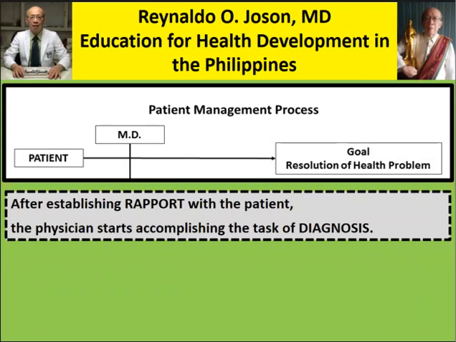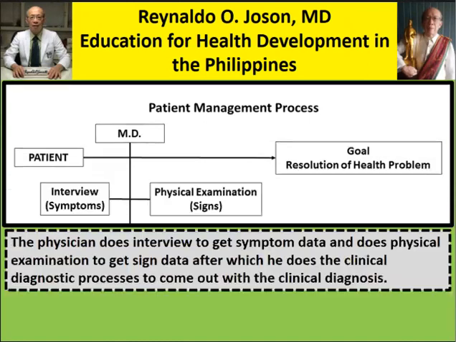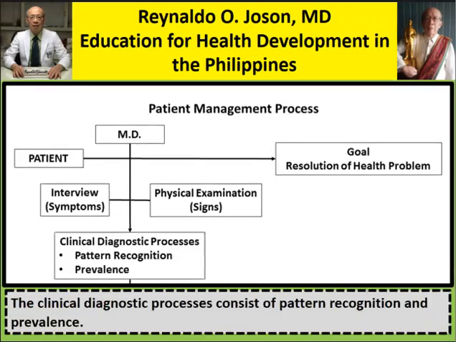After establishing rapport with the patient, the physician starts accomplishing the task of diagnosis. The physician does interview to get symptom data and does physical examination to get sign data, after which he does the clinical diagnostic processes to come out with a clinical diagnosis. The clinical diagnostic processes consist of pattern recognition and prevalence.